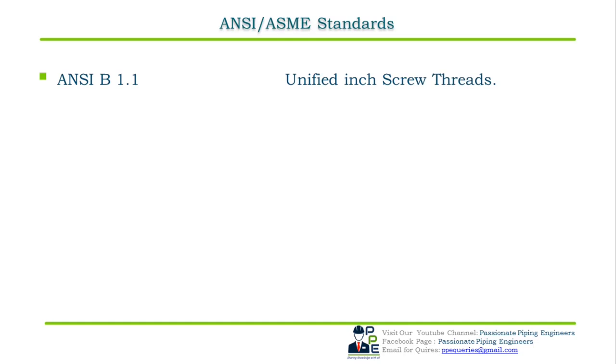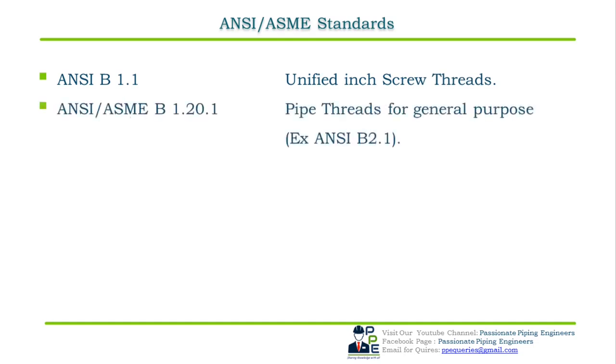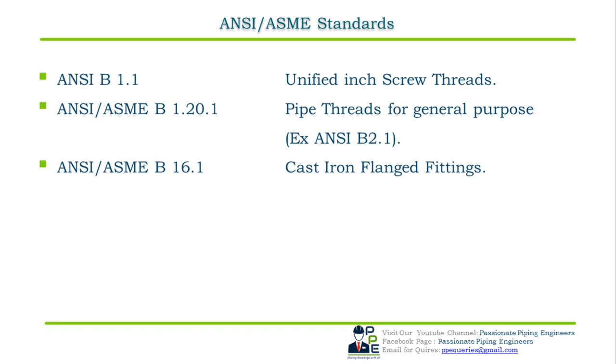Now let us see some ANSI or ASME standards. ANSI B1.1, that is Unified Inch Screw Threads. ASME B1.20.1, pipe threads for general purposes, that is an extension of ANSI B2.1. ASME B16.1 is cast iron flange fittings.